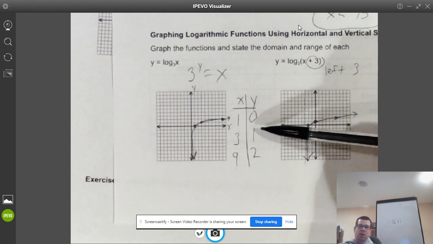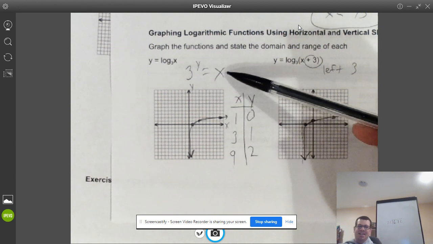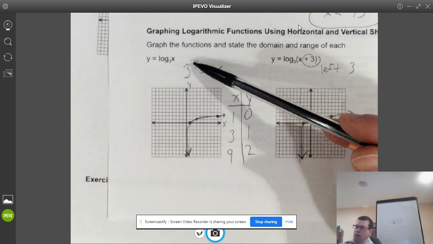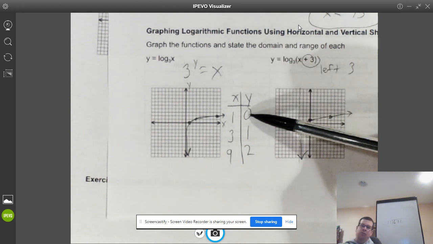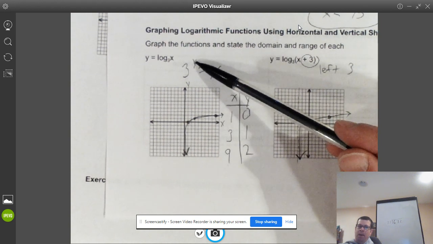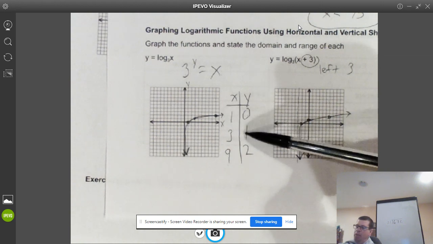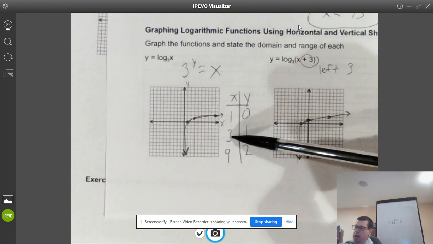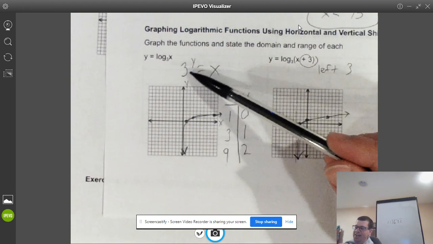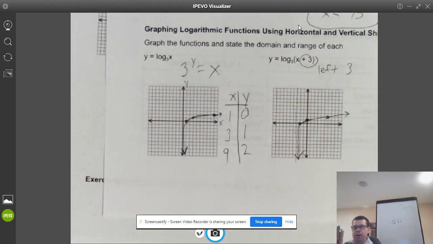And then what I've done here is make a little input-output table. Now, normally we're putting things in for x and seeing what y is. But in this case, y is actually kind of like your independent variable, and x depends on y. So what I did is I put in values for y. I put in 0 for y. If I put in 0 for y, 3 to the 0 power, anything to the 0 power equals 1. So if y is 0, x is 1. Then I put in 1 for y, 3 to the first power, x would be 3. And then I put in 2 for y, 3 to the second power equals 9. So the point 9 comma 2 is in my input-output table.